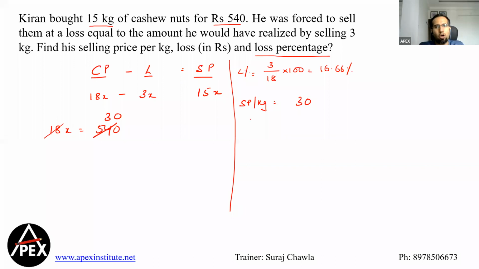Okay. So the total loss, can I say, is 3x. So loss is equal to 90 rupees. Because if x is equal to 30, then 3x is equal to 3 into 30. That is equal to 90. So the loss is equal to 90. Selling price per kg is equal to 30. And the loss percentage is equal to 16.66 percent. Am I clear here, guys? Quick responses, please.